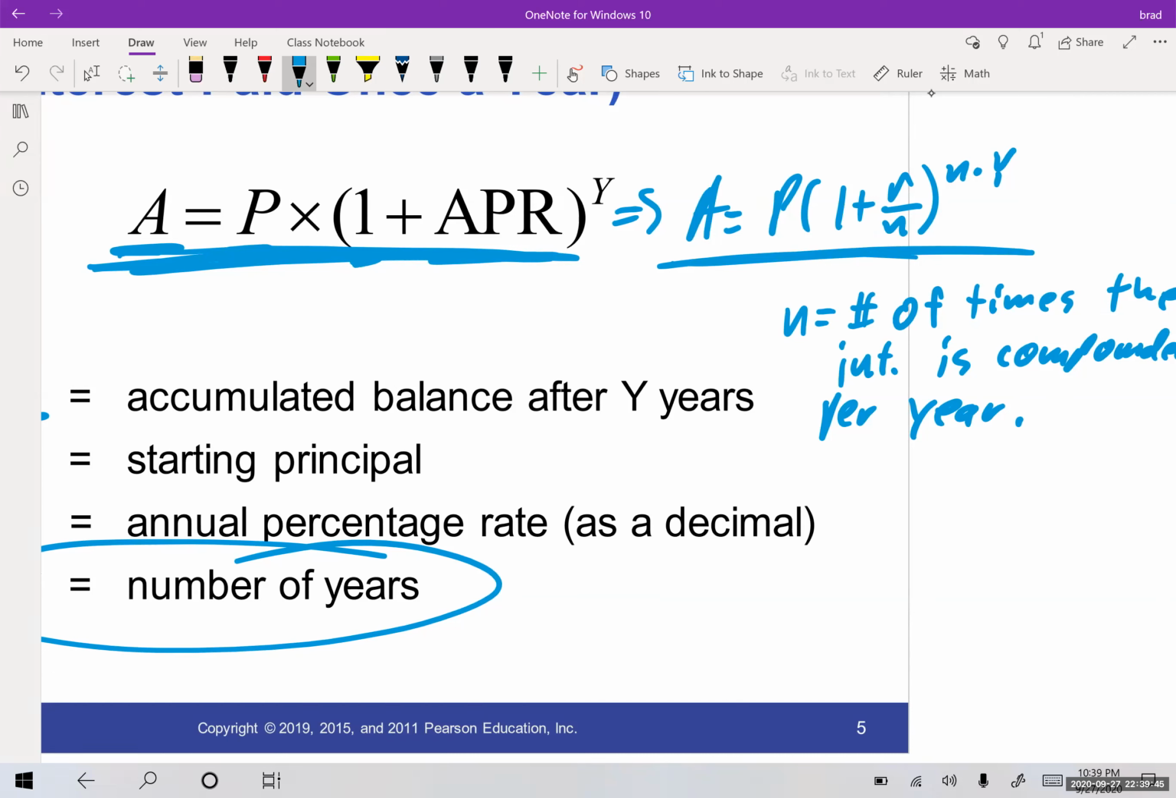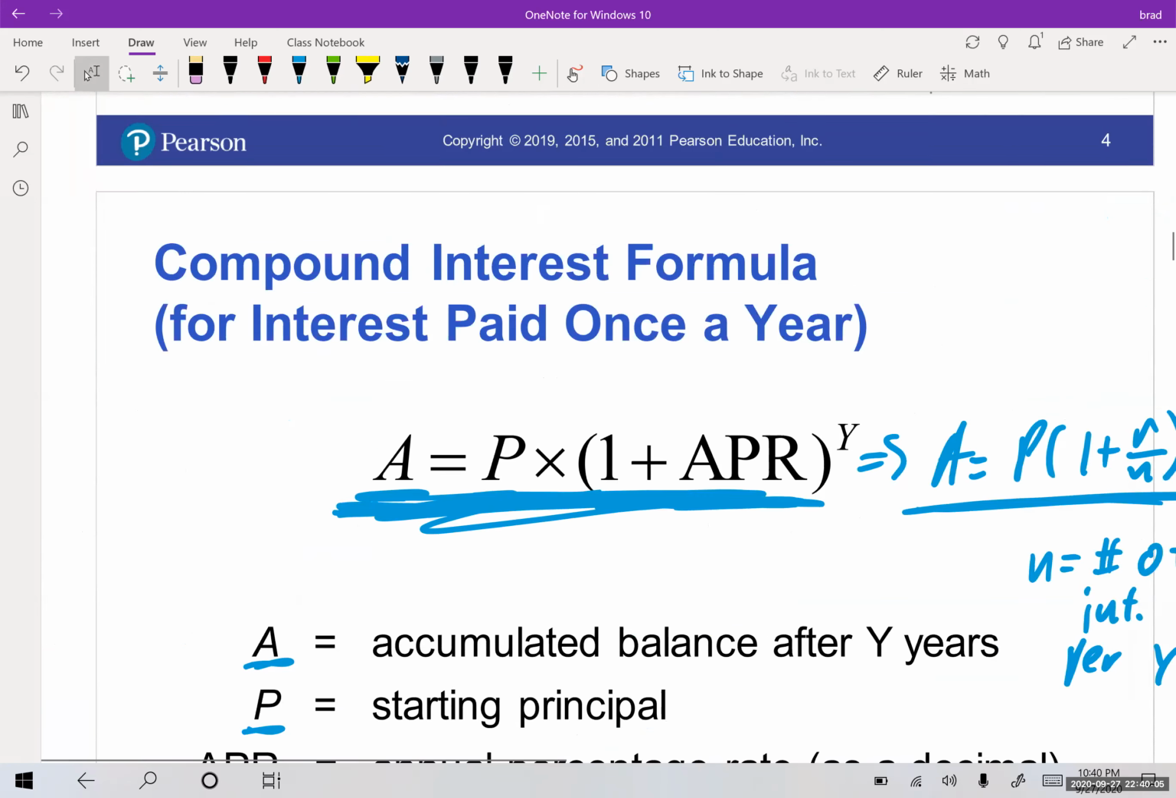This one only works when it's compounded once per year, okay? But what if they compound it monthly? What if they compound it daily? What if they compound it half-yearly or quarterly? We'd have to learn a new formula. This one always works. So this is the formula I recommend you use, but I'm just going to show you how the book does it at first, and then we'll move on to the way I want to show you.